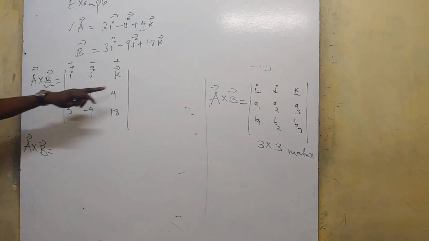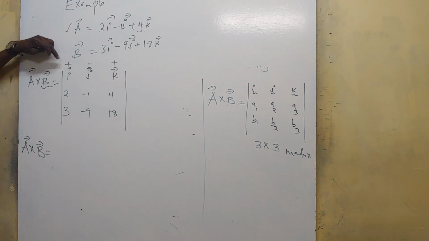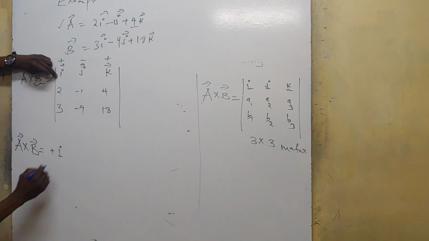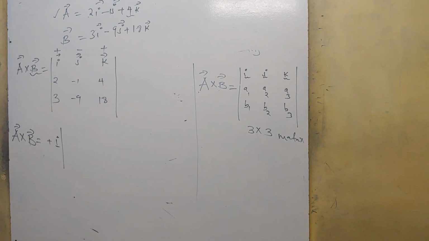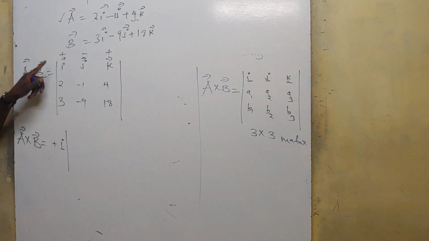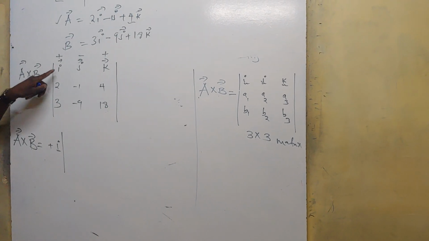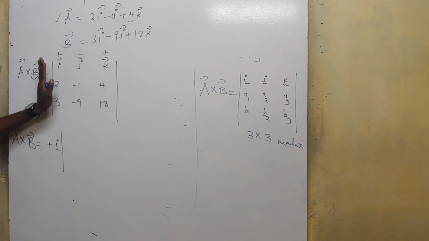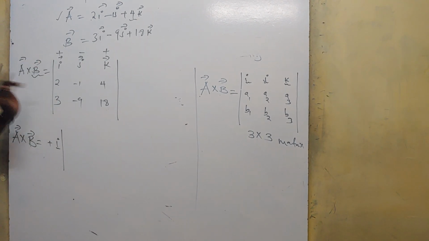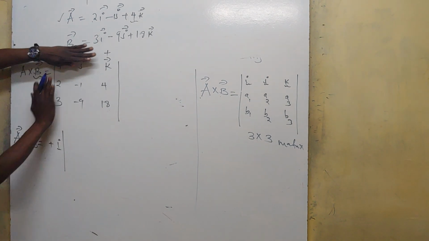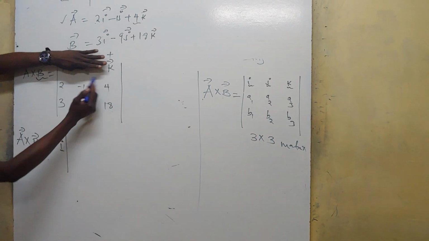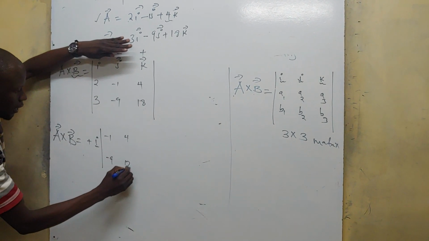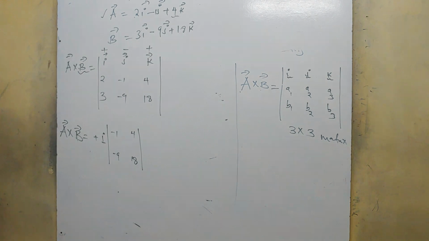When we want to get the determinant of this 3 by 3 matrix, we get positive vector I, times the elements that will remain when you close the row and the column where this I is. I is in this row. So when you close that row and that column, the elements that will remain will be negative 1, 4, negative 9, and 18. So now we are done with I.